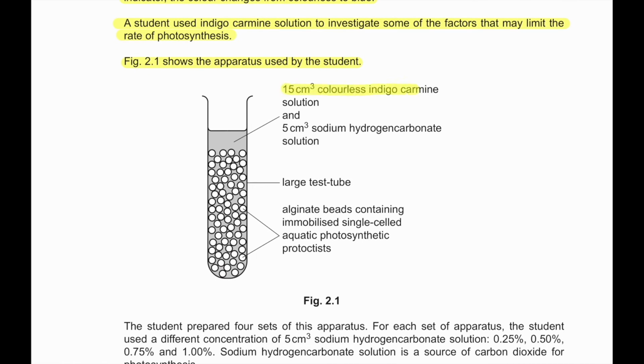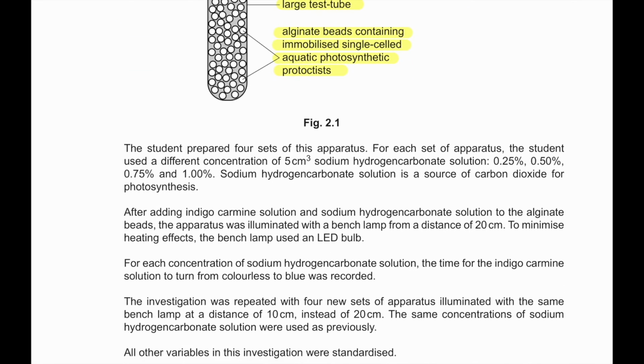15 cm³ of colorless indigo carmine solution and 5 cm³ of sodium hydrogen carbonate solution were placed in a large test tube. Alginate beads containing immobilized single-celled aquatic photosynthetic protocysts were also placed. The student prepared 4 sets of this apparatus. For each set of apparatus, the student used a different concentration of 5 cm³ sodium hydrogen carbonate solution: 0.25, 0.5, 0.75 and 1.0. Sodium hydrogen carbonate solution is a source of carbon dioxide for this photosynthesis process.